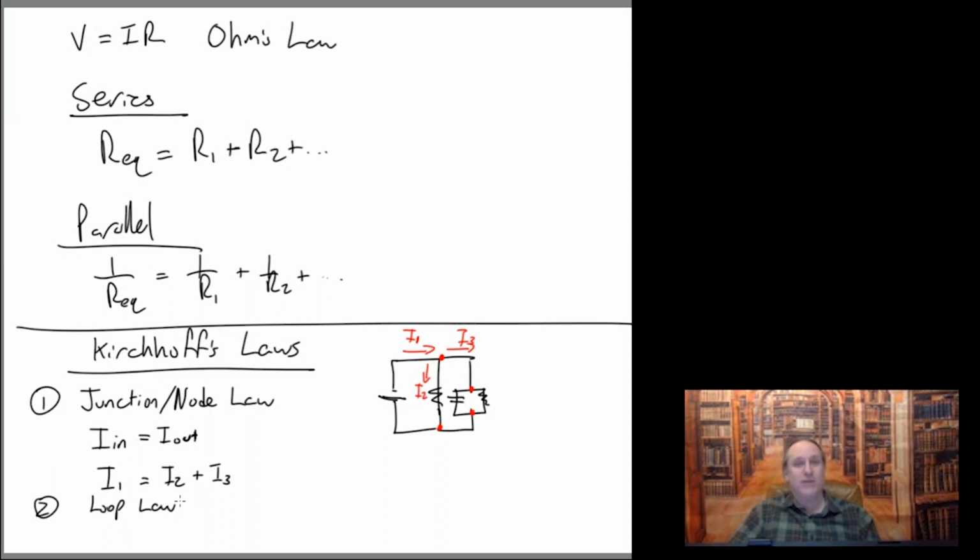It doesn't matter how many floors up you went, how many floors down, what you did, whether you went out to the hot dog stand or what. You returned to your desk, so the net change in potential is 0. So to write this mathematically, we would just say the sum of the changes in voltage equals 0 for any closed loop.